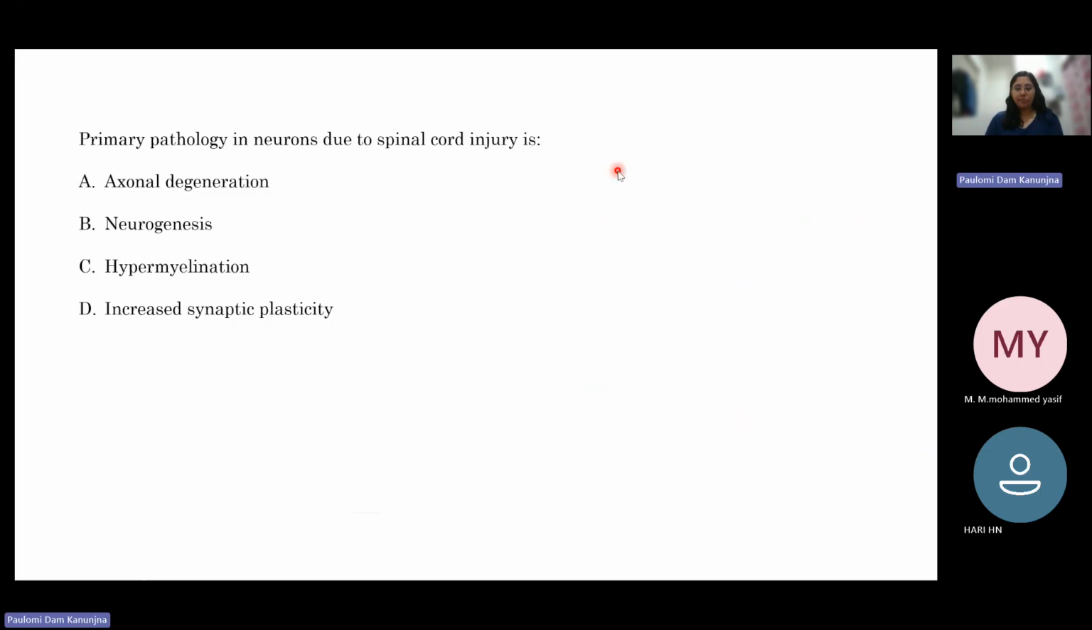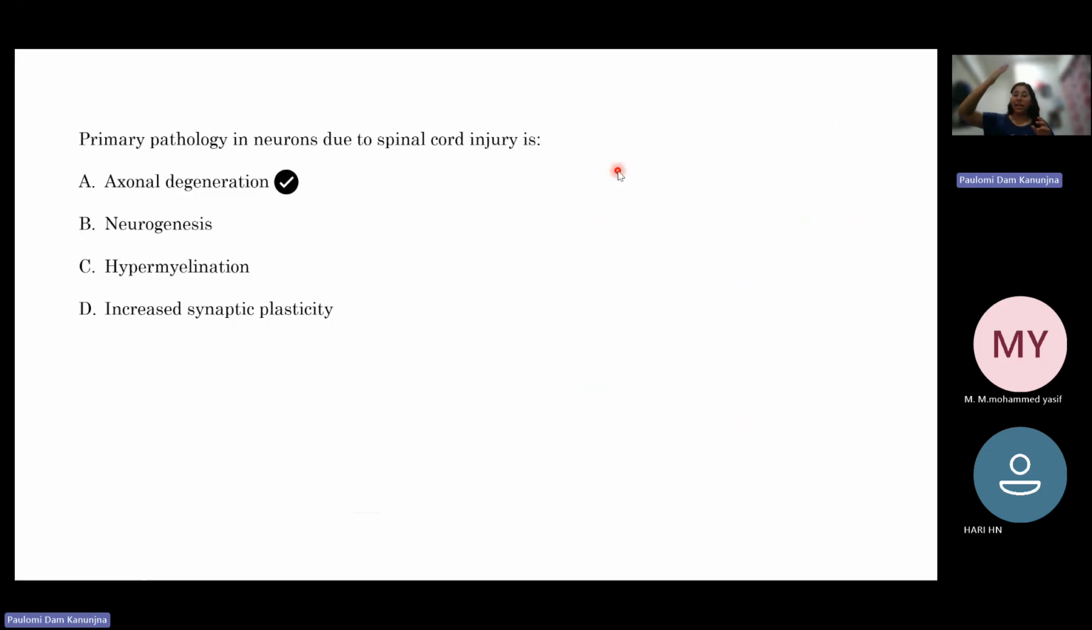Okay, let me give you the answer. The primary pathology in neurons due to spinal cord injury is axonal degeneration. Let me tell you what happened in spinal cord injury. In spinal cord injury, we are referring to anything that is affecting your spinal cord, right? And if you can imagine what would affect the spinal cord, any kind of accident, trauma, any kind of violent activities or falling down, which affects the spinal cord, right? If not trauma, you can have tumors, you can have infections in the spinal cord.